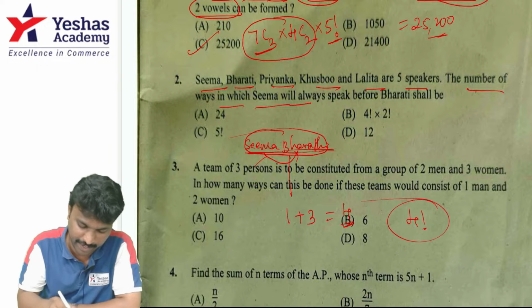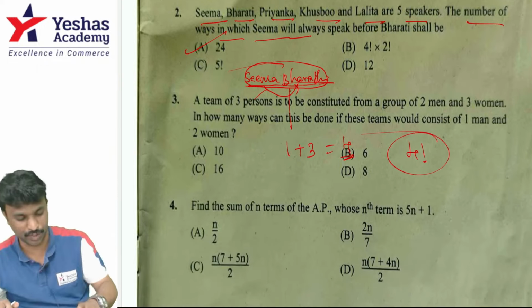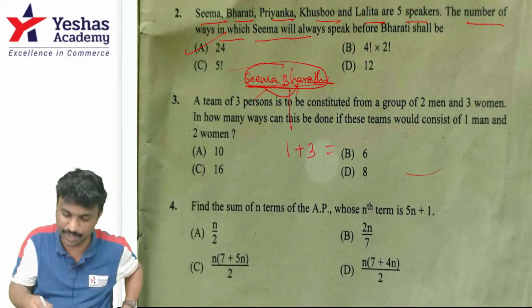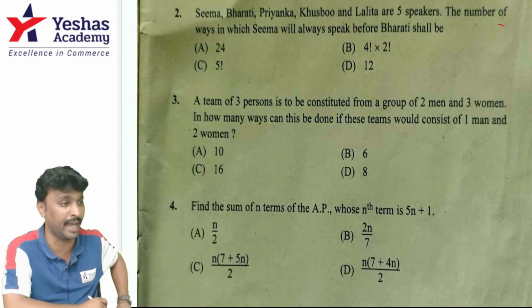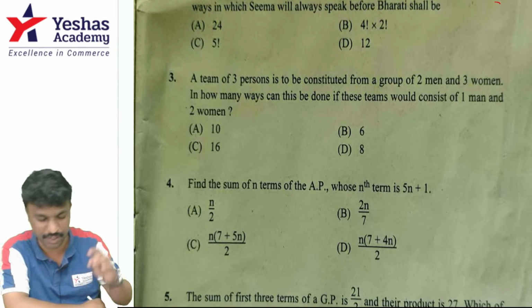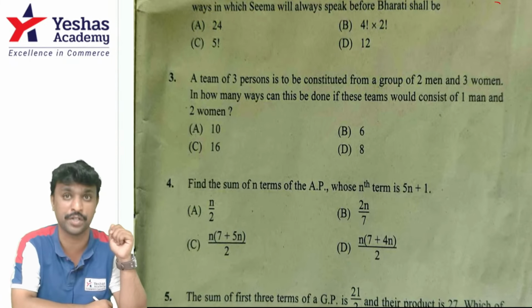It is just 4 factorial, which is 24 ways. Option A is the right answer. A similar question is there in ICAI, so we have solved that question. Refer to the ICAI exercise question video.